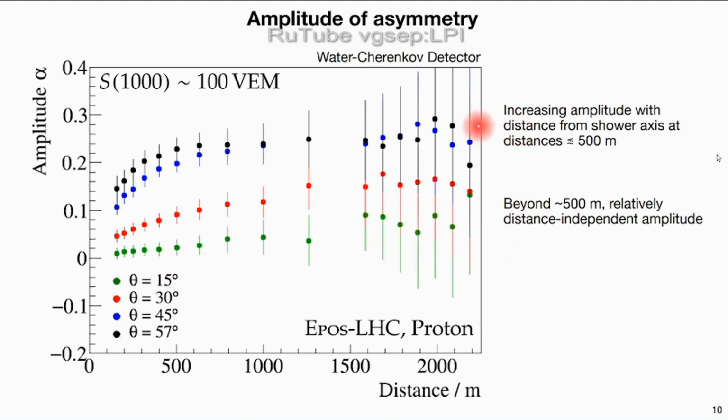So this is what we see. Up to about 500 meters, you have this increase in amplitude, and then beyond 500 meters, more or less, you get this sort of flattening, although where this flattening takes place seems to depend also a bit on zenith angle.